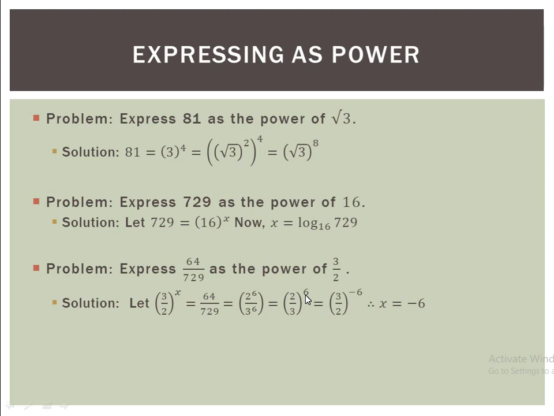Now here we have 3 by 2, here we have 2 by 3. If we want to invert this fraction, then we have to introduce a negative power or negative index, that is 3 by 2 whole to the power minus 6. Now look at this fraction 3 by 2 whole to the power x, and here we have 3 by 2 whole to the power minus 6. The bases are equal, therefore x equal to minus 6.